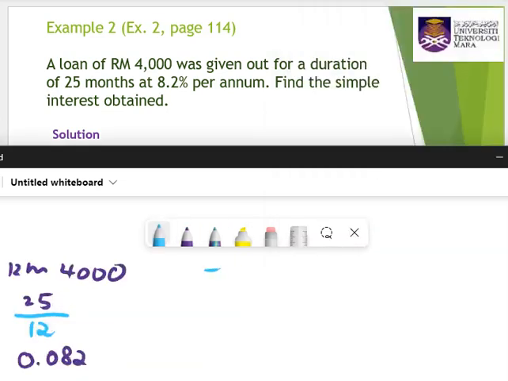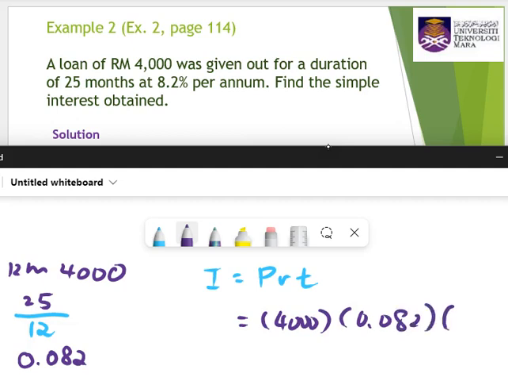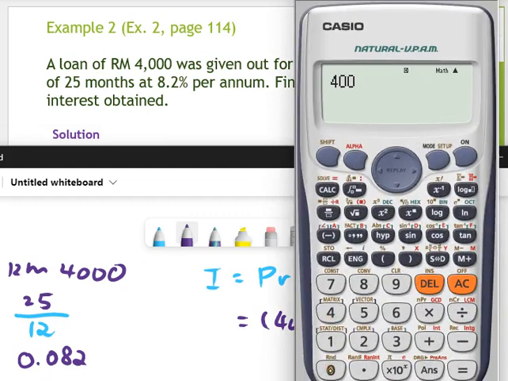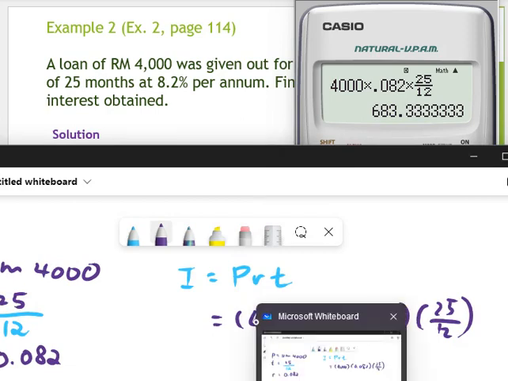Just proceed with the formula, because the question asks us for the simple interest. Get your simple interest formula and substitute into it: 4,000, 0.082, then the T is 25 over 12. Get your calculator: 4,000 multiplied by 0.082 multiplied by 25 over 12. So you have 683.33 cents. Do remember to have the unit sign, that is the RM.